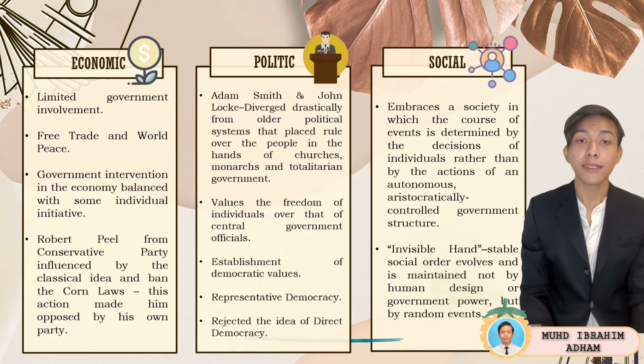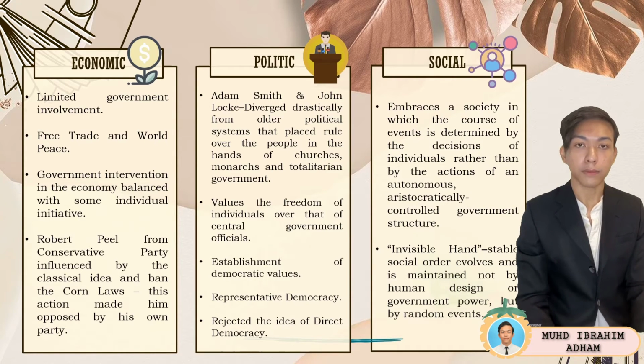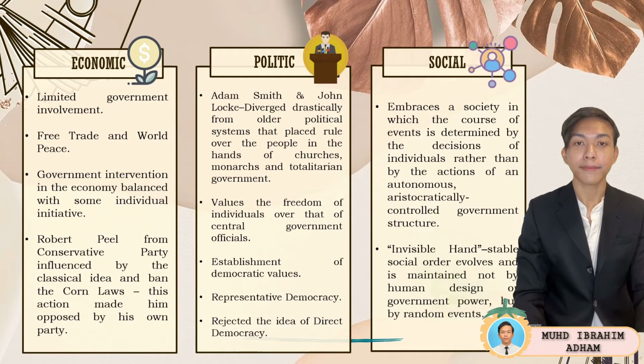As for the social, classical liberalism actually embraces a society in which the course of events is determined by the decisions of individuals rather than the actions of an autonomous, aristocratically controlled government structure. However, people started to see that this ideology has brought income gap, poverty and pollution due to the free market economy. Modern liberalism appeared at this point. Thank you.